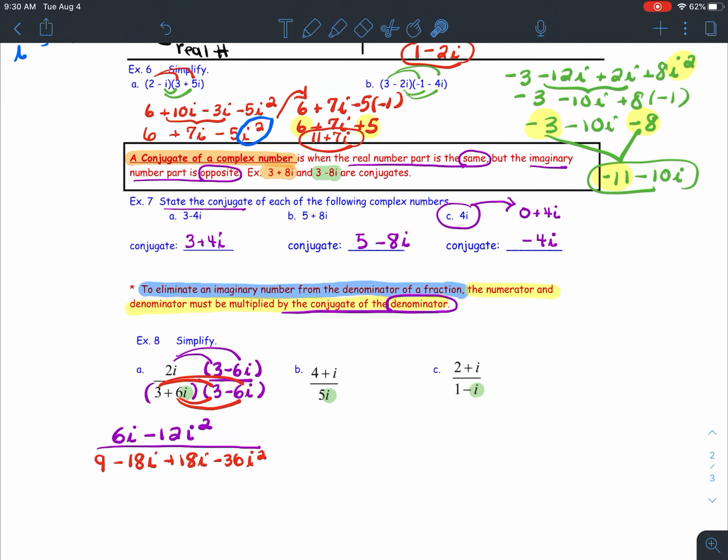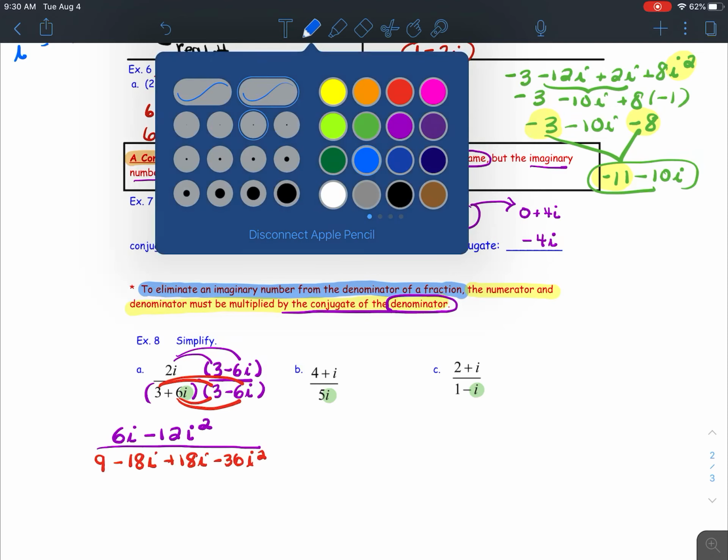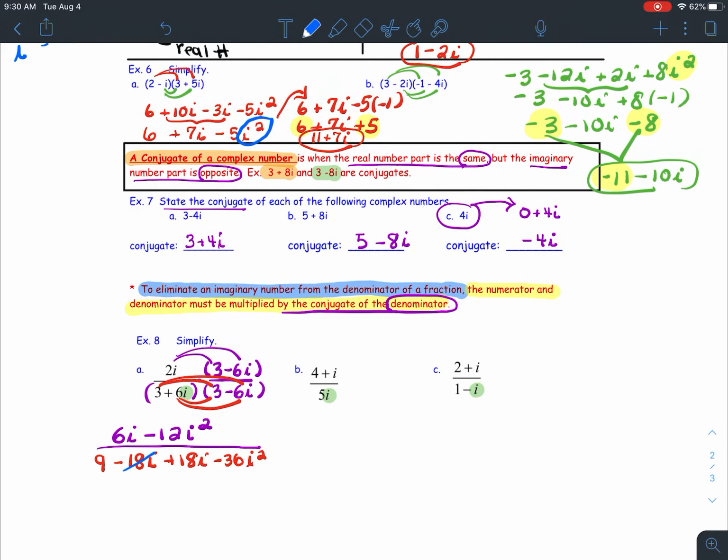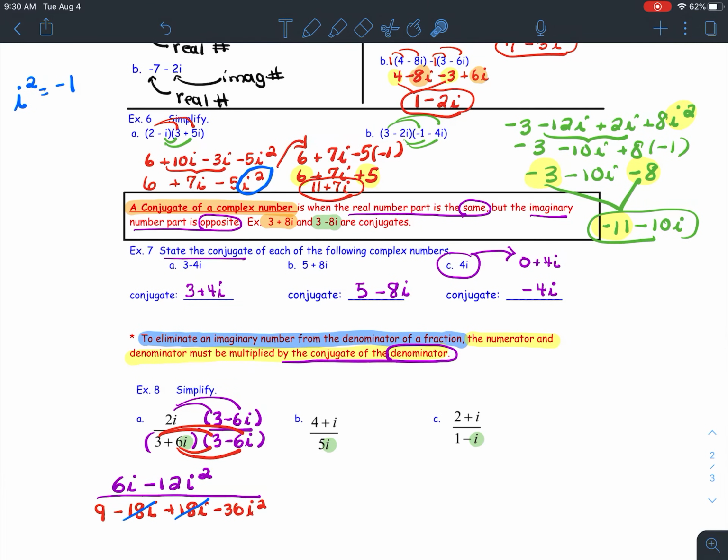Now keep in mind, multiplying the denominator by its conjugate should eliminate any i's that you are seeing in the denominator as we simplify. Remember, it is okay to have square roots in numerators, so i's in the top are fine. We just can't have them in the bottom. So let's look a little closer here. Certainly this negative 18i and positive 18i will cancel each other out.